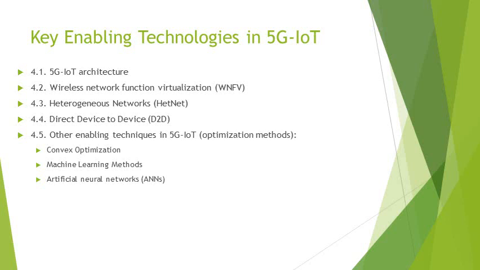The next topic that we are going to talk about is the key enabling technologies in the 5G Internet of Things. There are multiple keys. I will go through them one by one. The first one is the 5G Internet of Things architecture. The second one is wireless network function virtualization. The third one is heterogeneous network. The fourth one is direct device to device. The last one is other enabling technologies in 5G Internet of Things. So we will go one by one and explain each one.